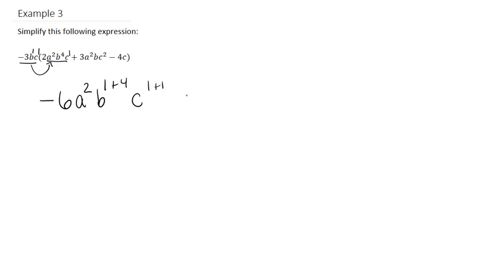Next, we move to the next term. So we have negative 3 times this 3. So we get negative 9. This also has an a squared, and this one doesn't have an a, so we'll just leave a squared by itself. Then we have a b here and a b here. So we're going to need to go ahead and add those exponents. So it's 1 plus 1. Then we can move on to c. We have a 1 here, and then we have a 2 here. So we add those exponents, so 1 plus 2.